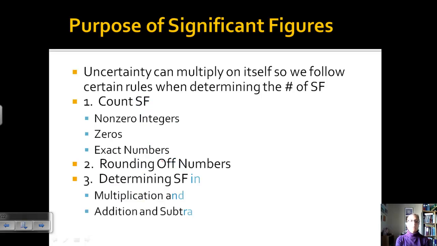The first is counting significant figures. We're going to look at non-zero integers, 3 types of zeros, and then what happens when we have exact numbers. Then we're going to talk about how to round off numbers to specific significant figures, and then we're going to look at using significant figures in multiplication and division, and then also in addition and subtraction.